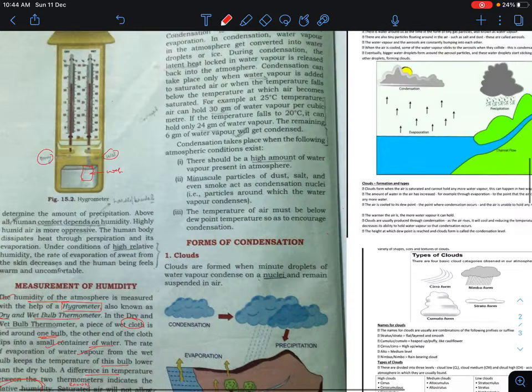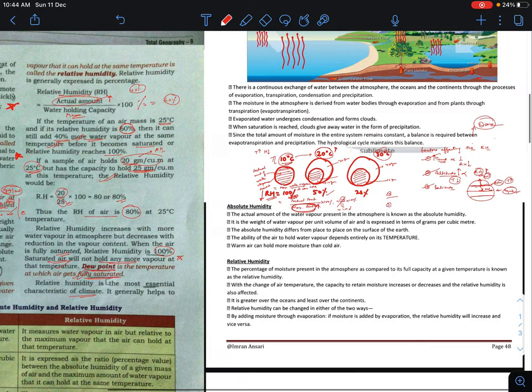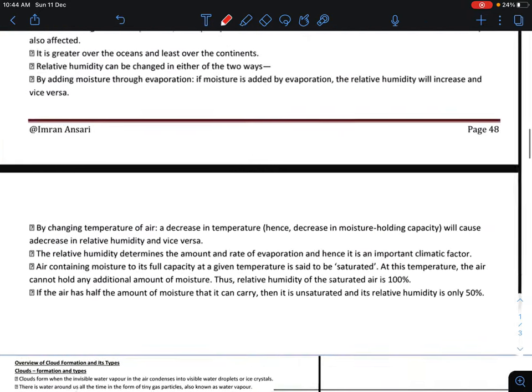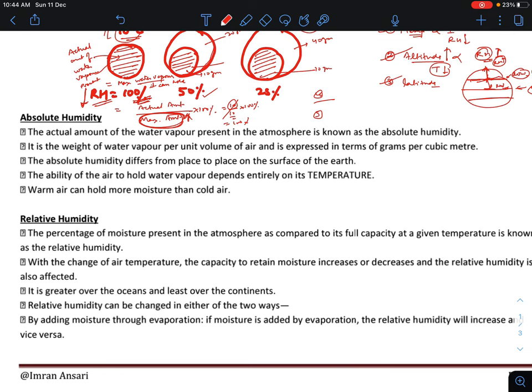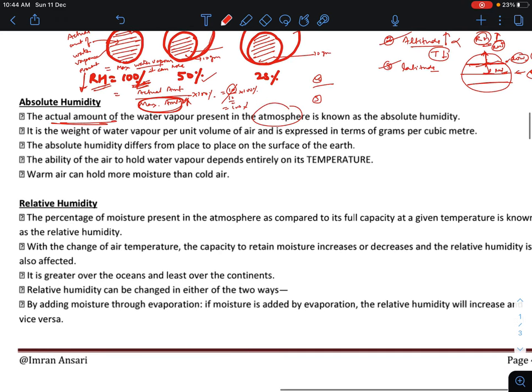Now we'll talk about some important topics about relative humidity. What is absolute humidity? The actual amount of water vapor present in the atmosphere is known as absolute humidity.